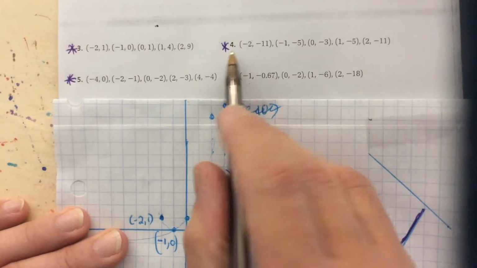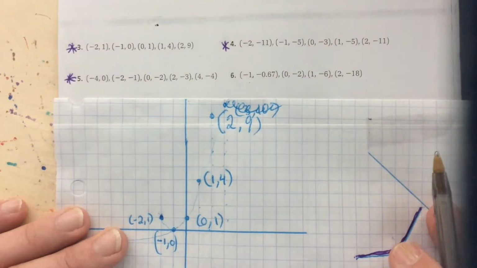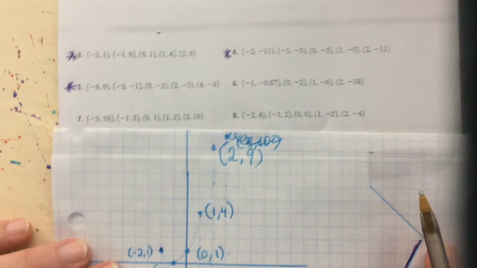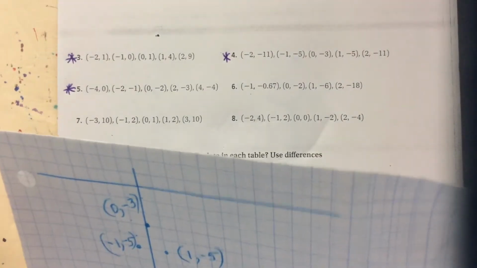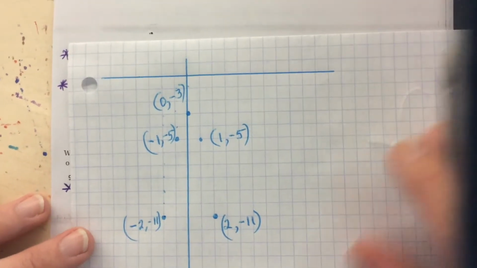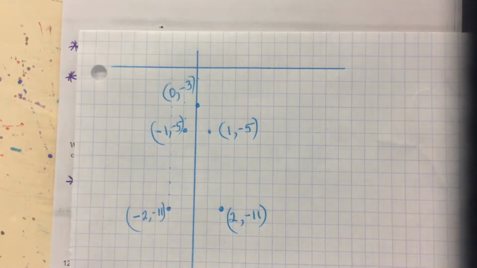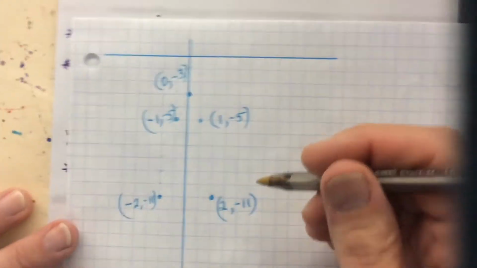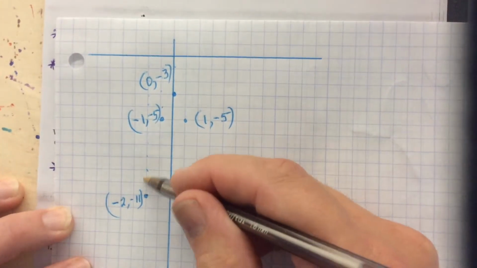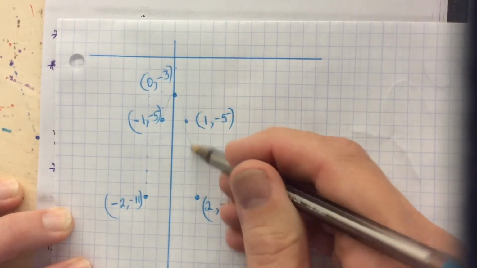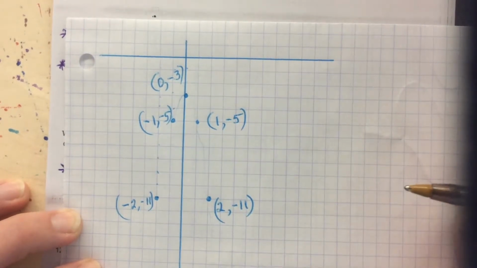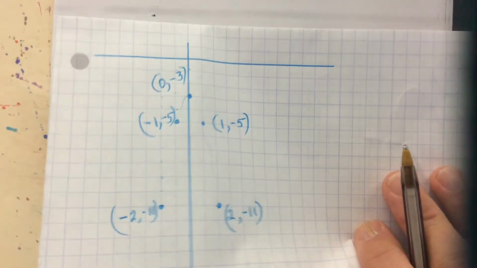Okay. The next one, -2, -11, -1, -5. Did I get this one right? Okay. What do you notice about this right away? It is a parabola. It's a quadratic function. And it's pretty clear that this is going to change direction. It's going up this way and then suddenly turns around and comes back down this way. Okay.